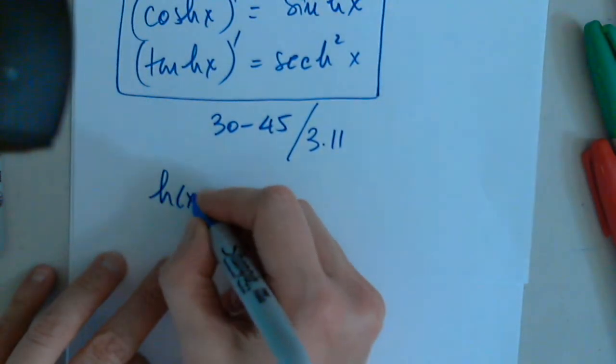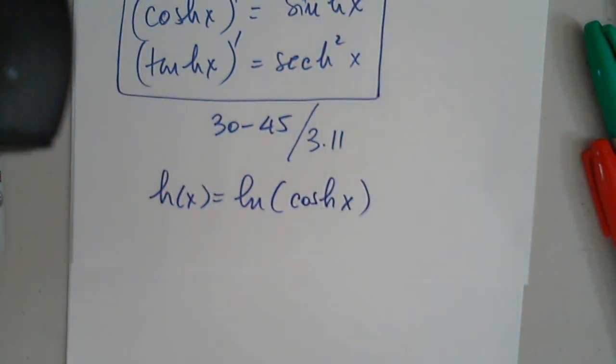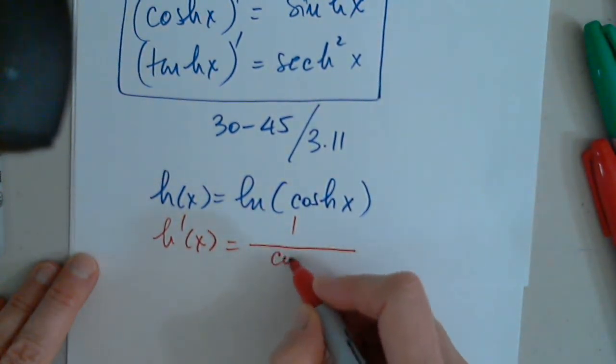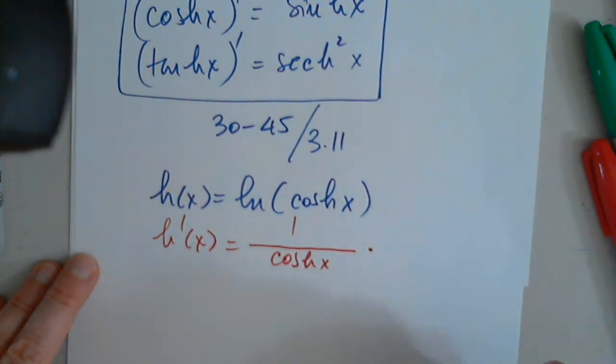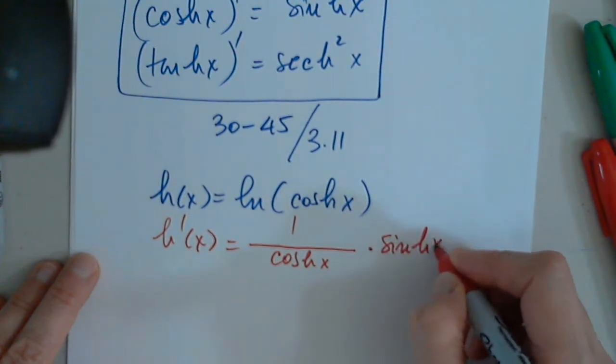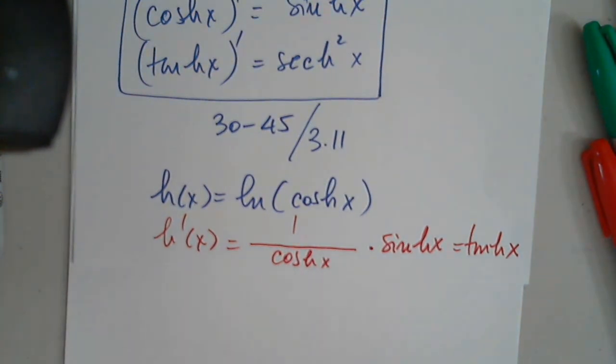So h of x equals natural log of hyperbolic cosine x. And we're asked to differentiate this function. Nothing different from before. h prime equals 1 over hyperbolic cosine times the inner function prime, which is not even minus, but simply positive. Sine over cosine hyperbolic is hyperbolic tangent. Feel free to choose the next one if you'd like. If not, I will choose a ratio this time.